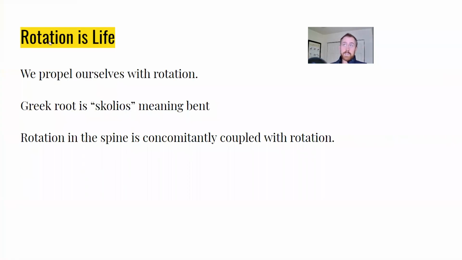In order for you to ambulate yourself uprightly, all of your spinal joints must have the capacity to extend and to rotate. If they don't, you're going to have some problems. So we propel ourselves with rotation. Okay. The Greek root of scoliosis is scolios, meaning bent.